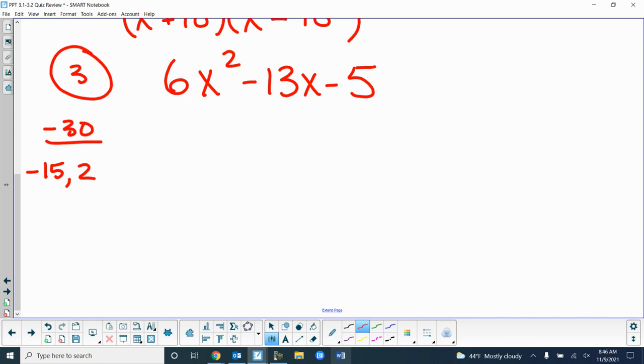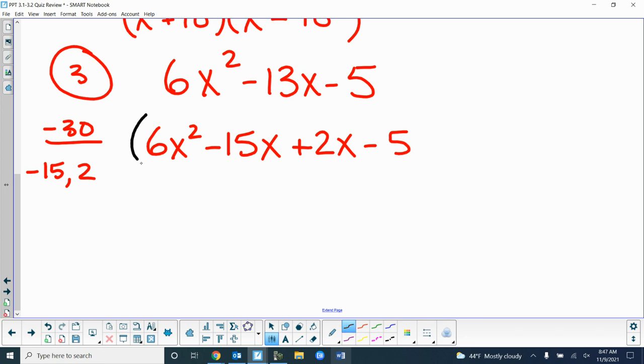So this is one that you have to rewrite. And it doesn't matter if you put -15x plus 2x or plus 2x minus 15. It doesn't matter what order you put those 2 in the middle. Just so it's a -15x and a +2x. And then we group them like we did that warm-up problem.